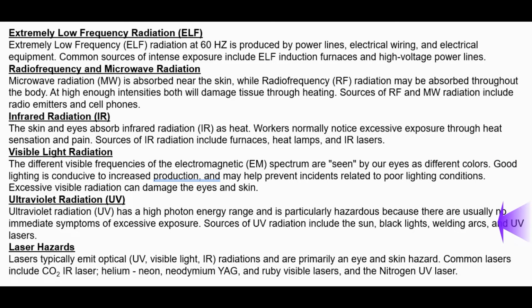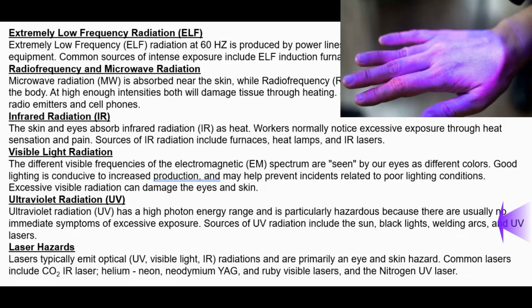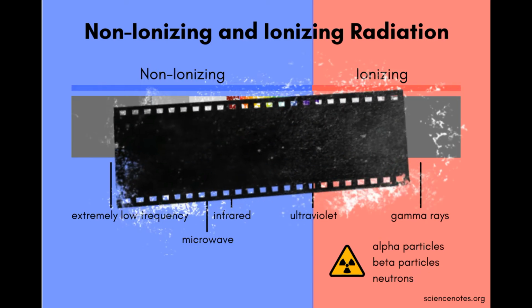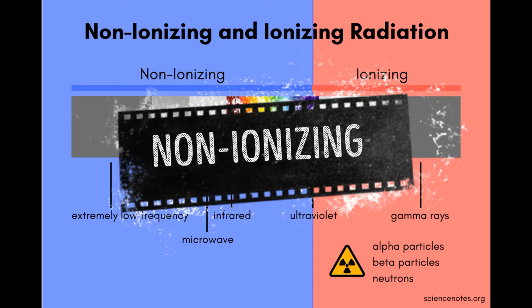Ultraviolet radiation has a high photon energy range and is particularly hazardous because there are no immediate symptoms of excessive exposure. Sources of UV radiation include the sun, black lights, welding arcs, and UV lasers. Laser hazards. Lasers typically emit optical radiations. This includes UV, visible, and IR, and are primarily an eye and skin hazard. Common lasers include CO2 IR laser, helium, neon, neodymium, YAG, and ruby visible lasers, and the nitrogen UV laser. These are your non-ionizing radiation hazards.